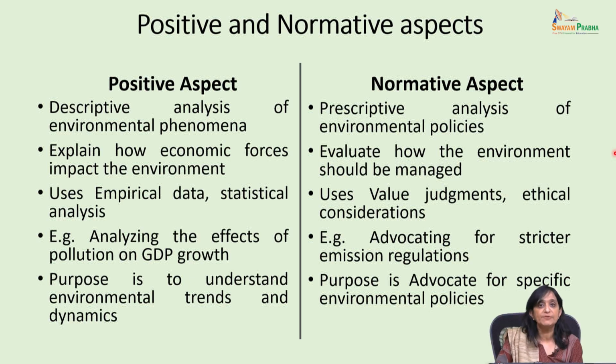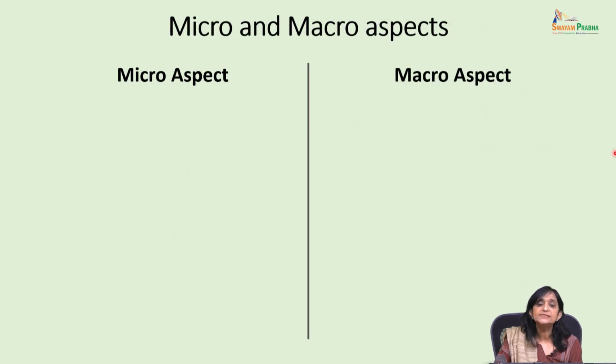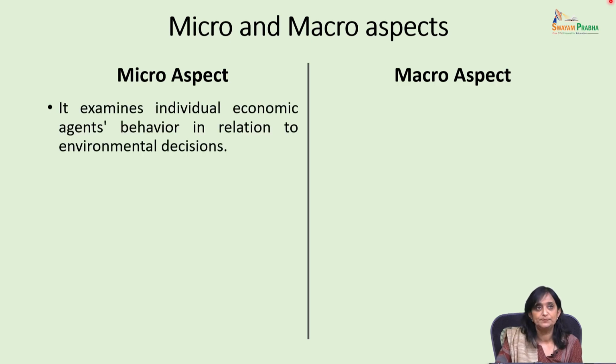So that is the one aspect of environmental economics, that is, environmental economics will be both positive and normative in nature. The second nature of environmental economics we will be discussing will be from the point of view of micro and macro. So let us understand how environmental economics is both micro and macro as well.